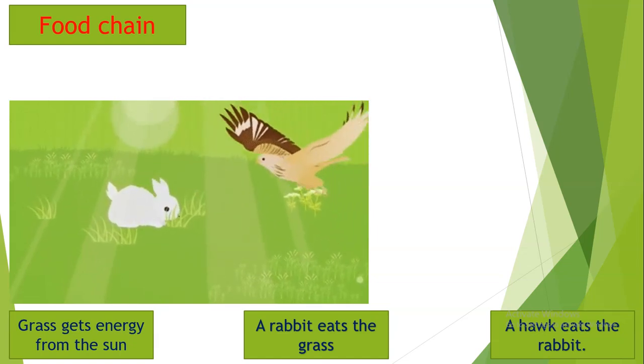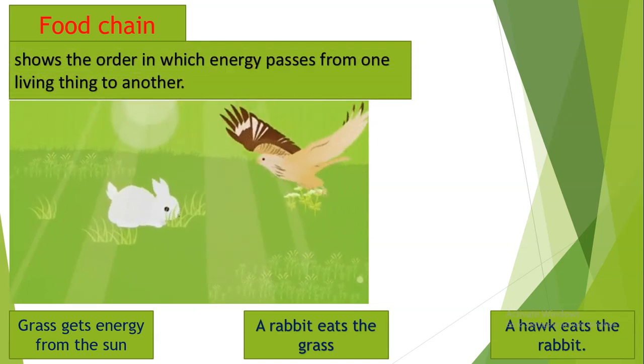Now, a chain is made of parts that are linked in some way. Plants and animals are linked by the energy they use to live. And a food chain shows the order in which energy passes from one living thing to another.